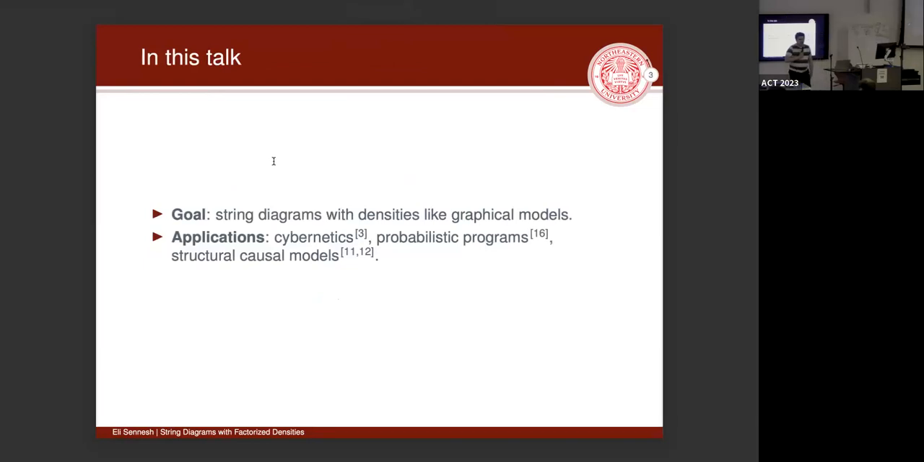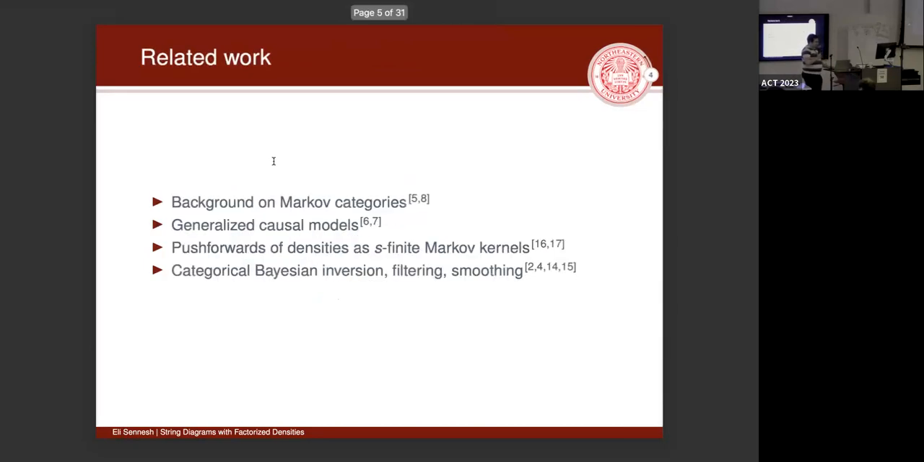So the goal here is to say we draw a string diagram in a copy-delete, or Markov category, like we've been talking about all week in a lot of the talks. And we know that we can fill it in with a probability density. So the applications are going to include categorical cybernetics, probabilistic programming, structural causal models, things we've all heard about quite a bit actually.